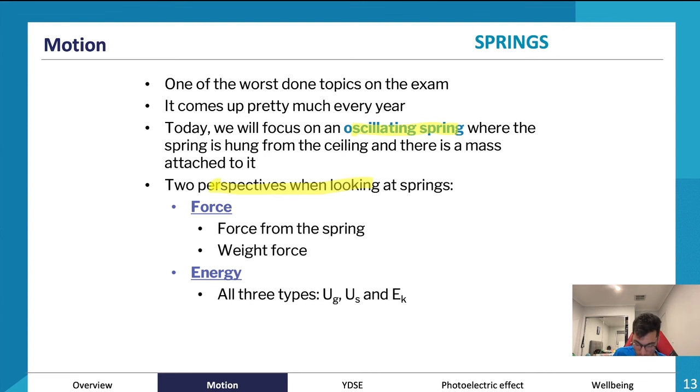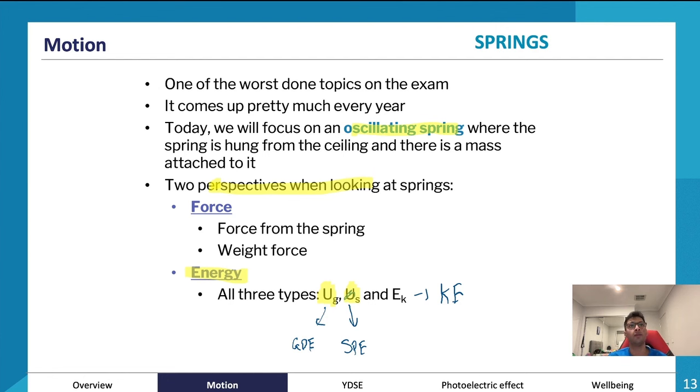So the first way is looking at the energy. And when it comes to the energy, there's usually three types that we care about. First of all is the gravitational energy, which sometimes is written as the GPE, or gravitational potential energy. The second type is the spring energy, which is sometimes written as SPE, and the kinetic energy, which is the kinetic energy of some mass. And all of these have their own formula, and you should be pretty aware of those.